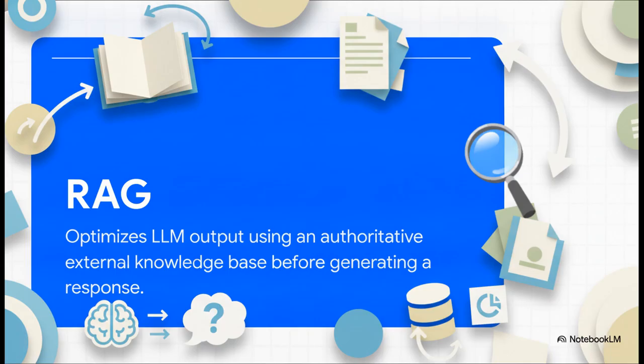Retrieval-Augmented Generation is essentially the process of optimizing your LLM's output by forcing it to look at an authoritative external knowledge base right before it generates a response. Think of it like this. Instead of forcing the model to memorize every single fact through fine-tuning, RAG is basically giving your LLM an open book test. It takes the model's incredible natural language skills and applies them directly to your internal knowledge.